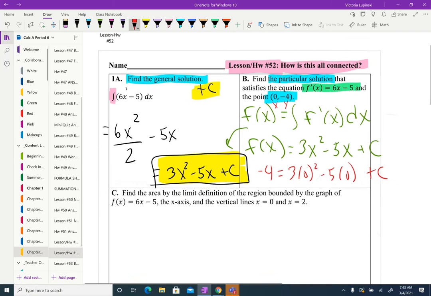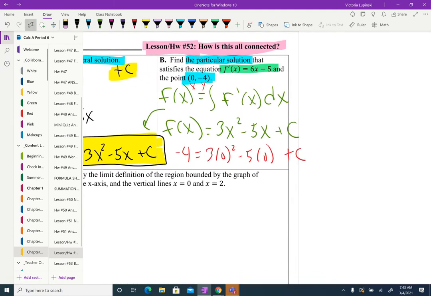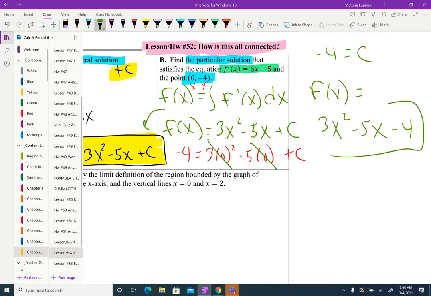In terms of finding the particular solution, this is actually an easy one because of all those zeros. This cancels, and you wind up getting that -4 is equal to c, which means your final answer to this problem is a particular solution of 3x squared minus 5x minus 4. So again, not that it's hard, but I just want to clarify and make sure we understand the only difference between the general solution and the particular solution is the fact that you actually solve for c.